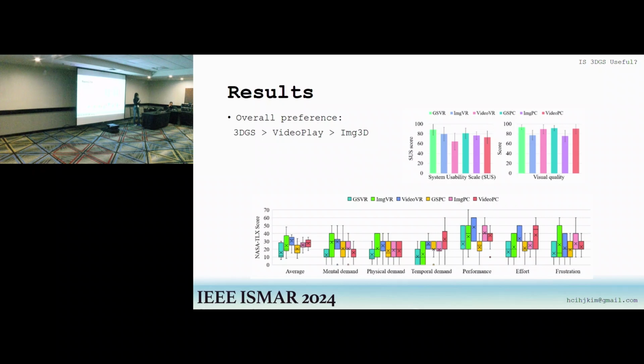Overall, the participants' preferences were in the following order: 3D-GS, video play, and image 3D. In the 3D-GS and image 3D conditions, some participants reported that it was very easy to manipulate the object in VR by rotating them around, and the 3D-GS results were so close to the real objects that they felt like they were touching them in front of their eyes. On the other hand, the video 3D results were more difficult to manipulate, but the higher resolution of the result made it easier to identify objects.